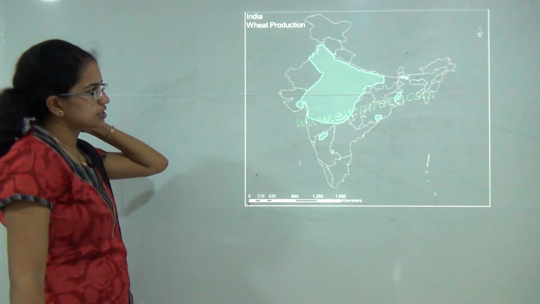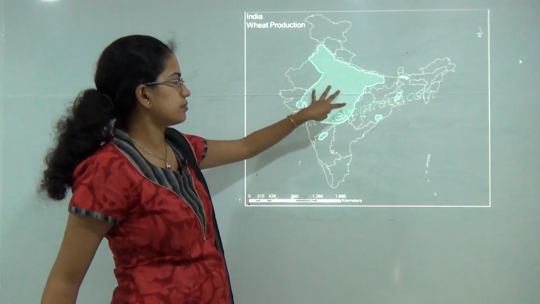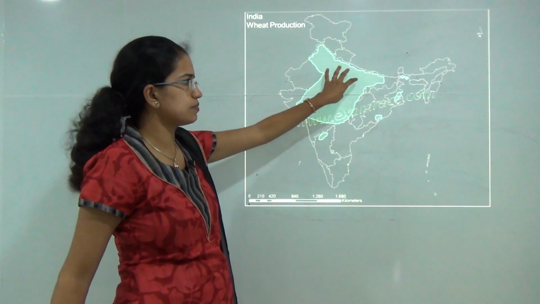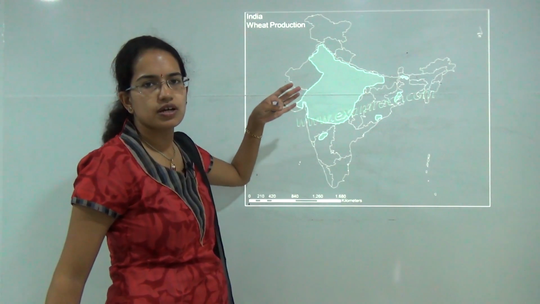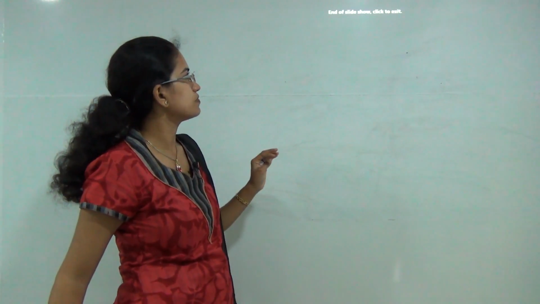Finally, wheat production is throughout northern and central India. You have the maximum production of wheat with major states being UP, MP, Uttar Pradesh, Madhya Pradesh. Then you have parts of Maharashtra, Gujarat, Punjab and Haryana as a major source of wheat production.